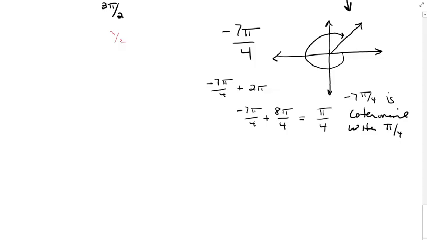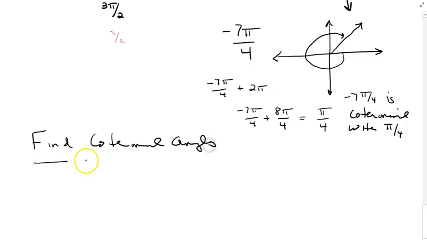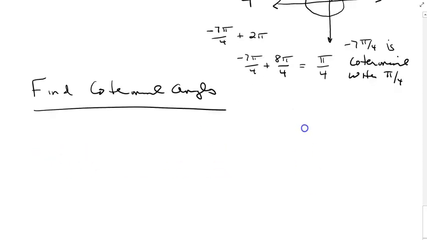Now the other thing you're going to be asked to do to help you practice is just find coterminal angles. So if you're given an angle, you need to be able to find angles that are coterminal with it. So let's think about this. For example, suppose I had the angle 420 degrees. How many angles are coterminal with a 420 degree angle?